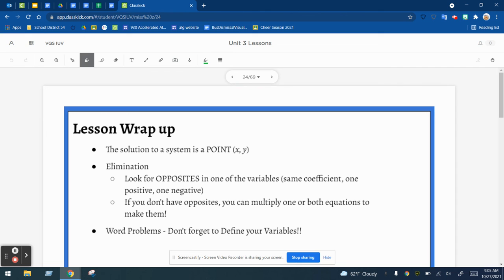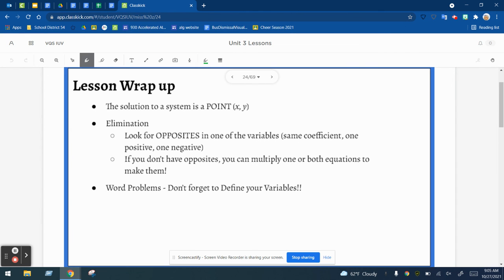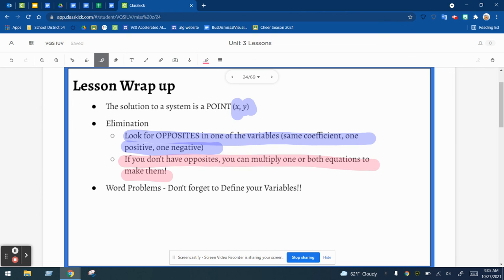And that is it for solving by elimination. Make sure you're always writing your points x, y. Look for opposites in one variable. If you don't have them, you're going to have to multiply one or sometimes both equations. We didn't have any word problems today, so that didn't matter.